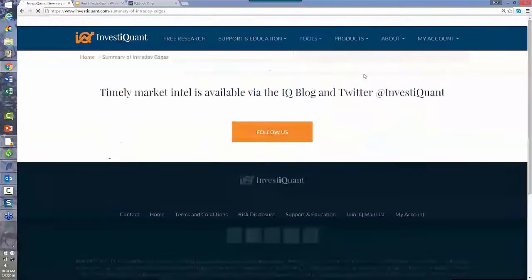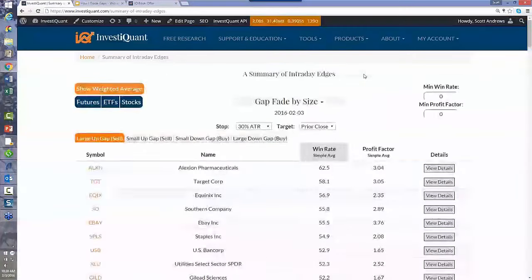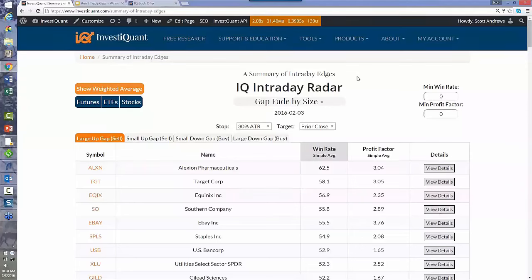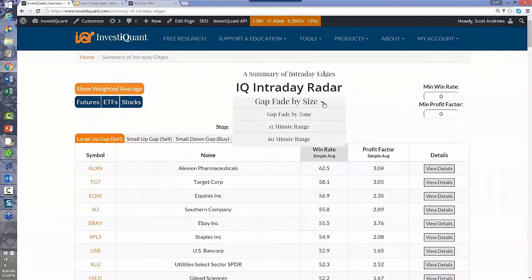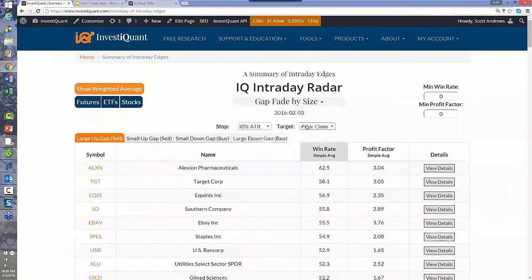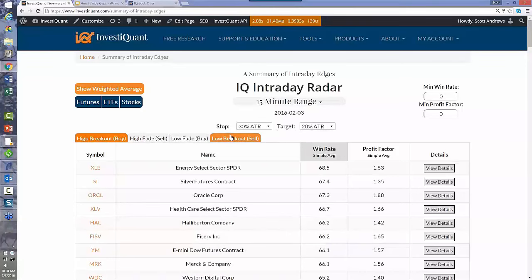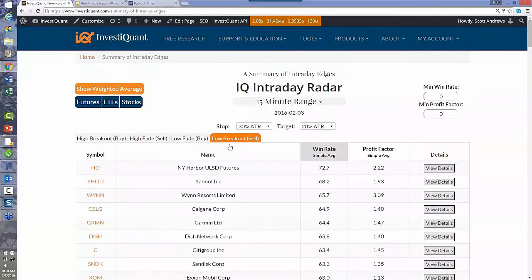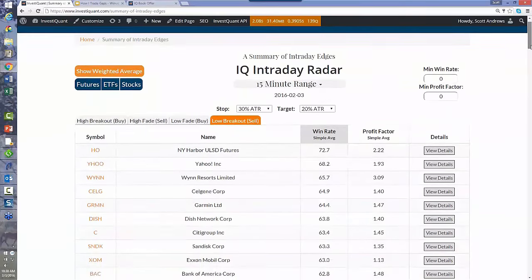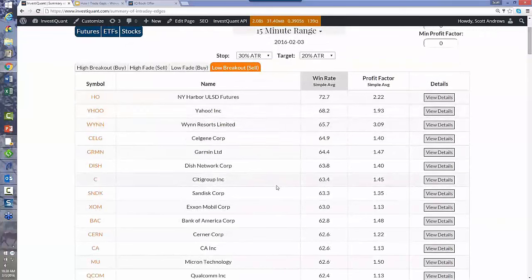15-minute range. Choose low breakout. And there you go. You can check these out right now and see if any of these would have made money today. All of them had win rates greater than 60% and profit factors 1.3, which is the profit factor I like to use to stay out of the noise. And you can see all of these. Odds are most of these have done well today, and you would have been triggered in the right direction based on today's data.